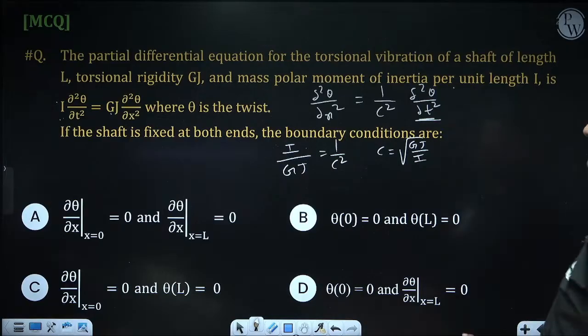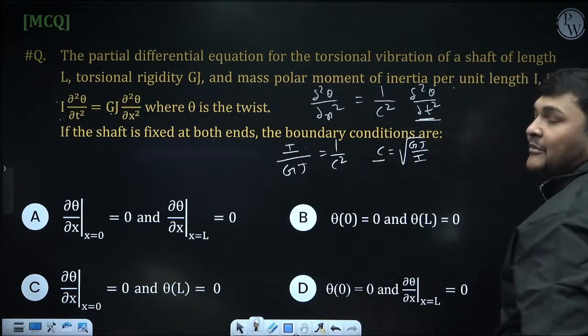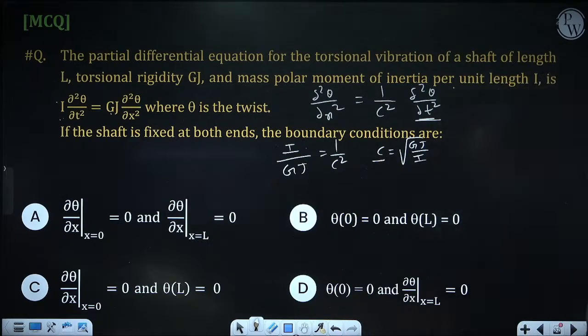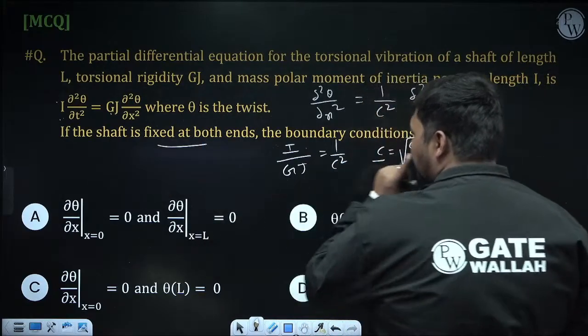Okay. Because sometimes if the examiner is asking for frequency, you need to find the expression of c, because I am writing the frequency equation in terms of c. So c is root GJ by I, the same expression. Okay. But here the examiner is asking simply about boundary conditions. One end of the shaft is fixed.